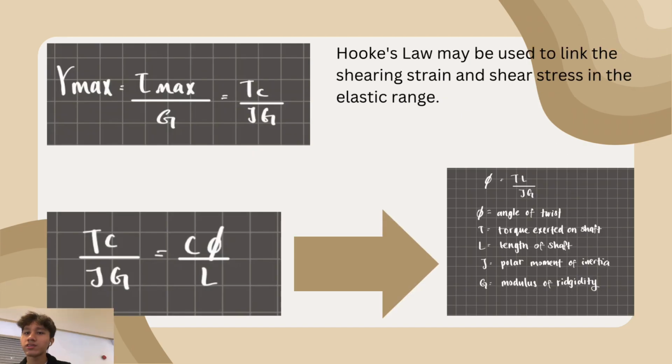Since the stress generated is not exceeded anywhere inside the shaft, Hooke's law may be used to link shearing strain and shear stress in the elastic range, where the equation relationship is gamma max equal to tau max divided by G, where G is the modulus of rigidity, equal to Tc divided by J, where J is the polar moment of inertia. Hence, the maximum shear stress can be found by equating both right-hand sides of the equation. So we can get theta equal to TL divided by JG, where theta is the angle of twist, T is the torque exerted on the shaft, L is the length of the shaft, J is the polar moment of inertia, and G is the modulus of rigidity.